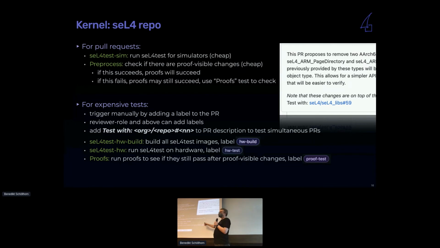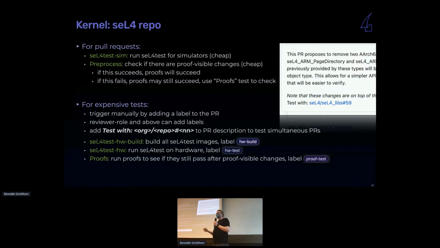If that is green, you can be sure to merge it and the proofs will still pass. A kind of neat little feature, because these are global tests, so they run on manifests. You can make simultaneous pull requests, and you can say, give me the state that I would have if I would also merge this one.